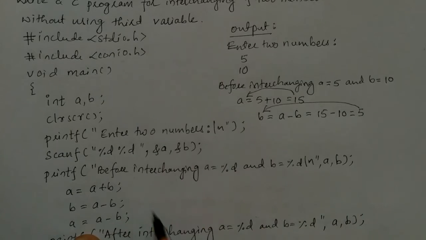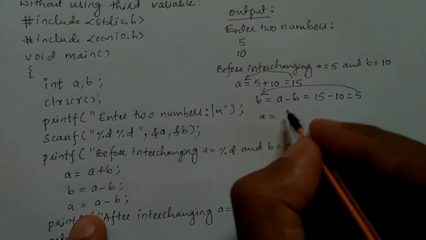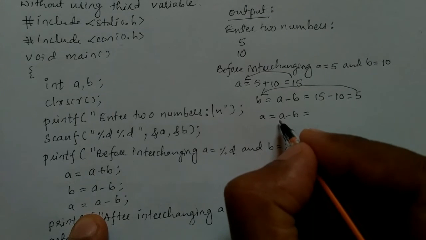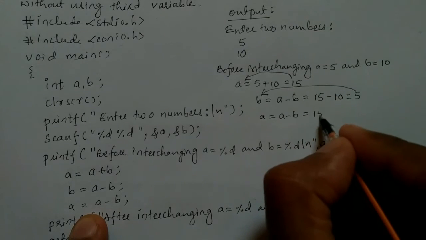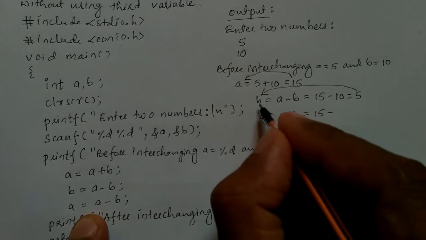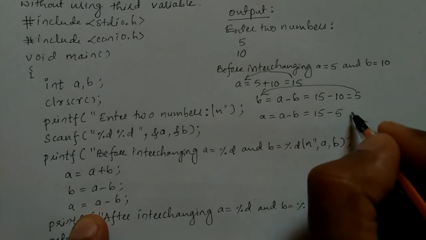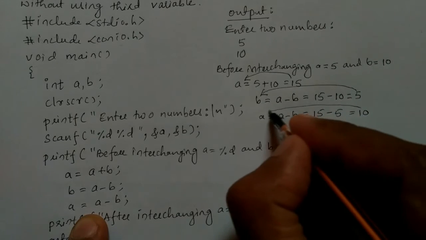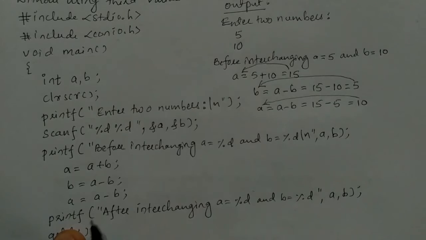Now the third statement, what it says, a is equal to a minus b. So here we'll substitute the value of a. A is 15, correct? Minus b. What is the value of b right now? It is 5. So here 15 minus 5 is 10. So this value will be stored in a variable a, and we are going to print the next statement.